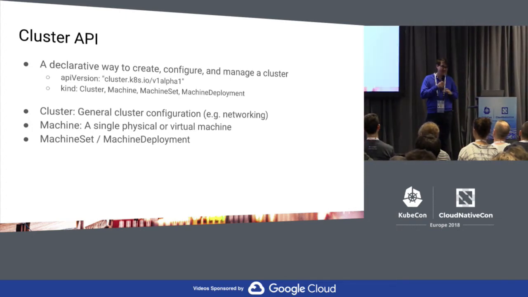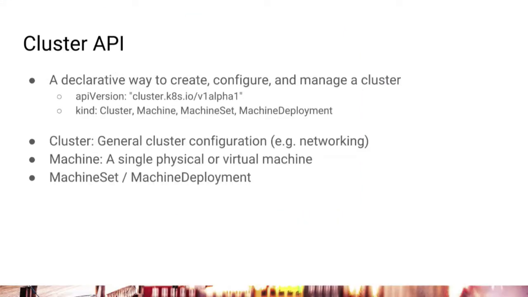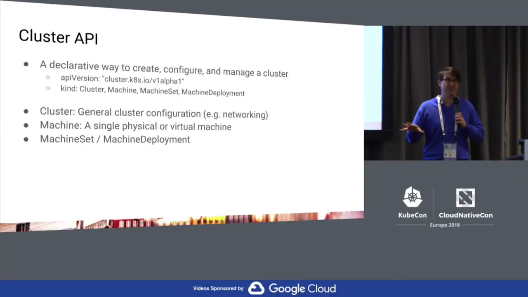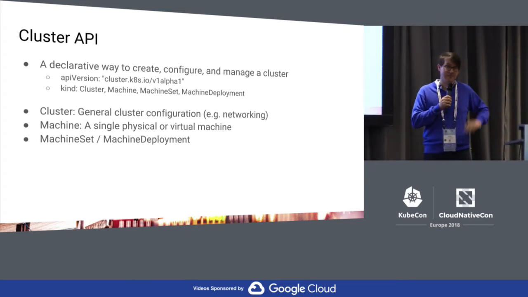But the Cluster API defines a bunch of new API types in the Kubernetes API. The first one it defines is a cluster, which is a container for the cluster-level configuration, your broad cluster configuration. Things like your networking configuration is the primary one right now.